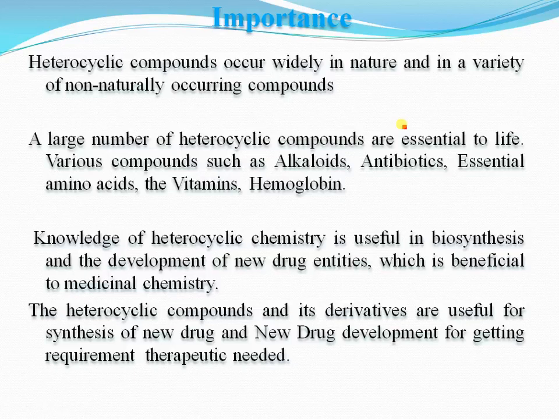The importance of these heterocycles. These heterocyclic compounds occur widely in nature and in a variety of non-naturally occurring compounds, and a large number of heterocyclic compounds are essential to life, like alkaloids, antibiotics, essential amino acids and hemoglobin, etc. The knowledge of heterocyclic chemistry is useful in biosynthesis and the development of new chemical entities, which is beneficial to medicinal chemistry. And the compounds and their derivatives are useful for the synthesis of new drugs and new drug development for getting the therapeutic requirements needed.